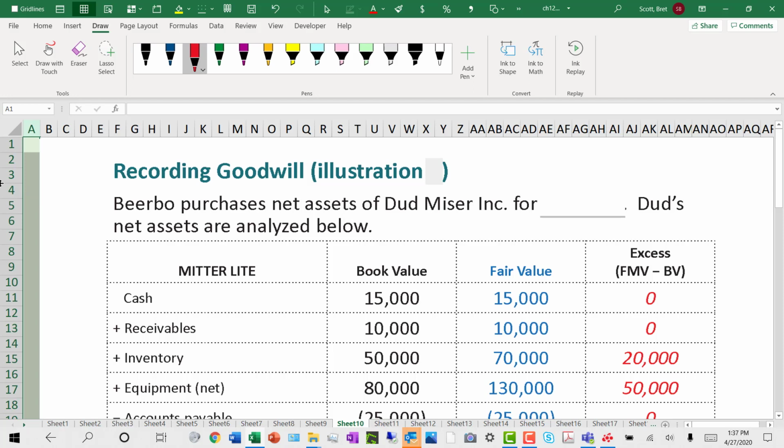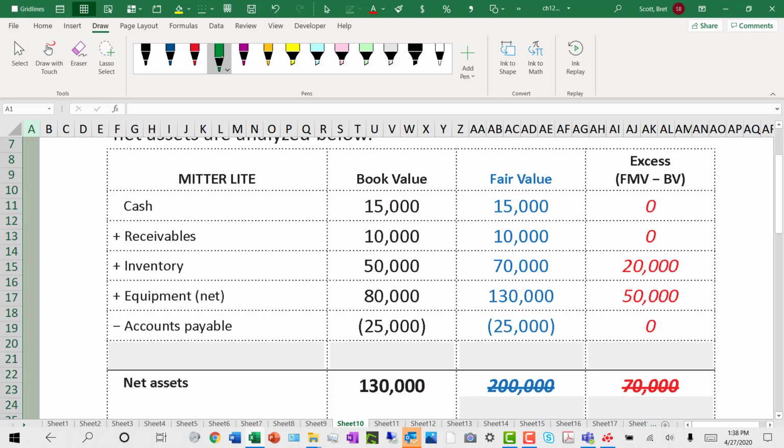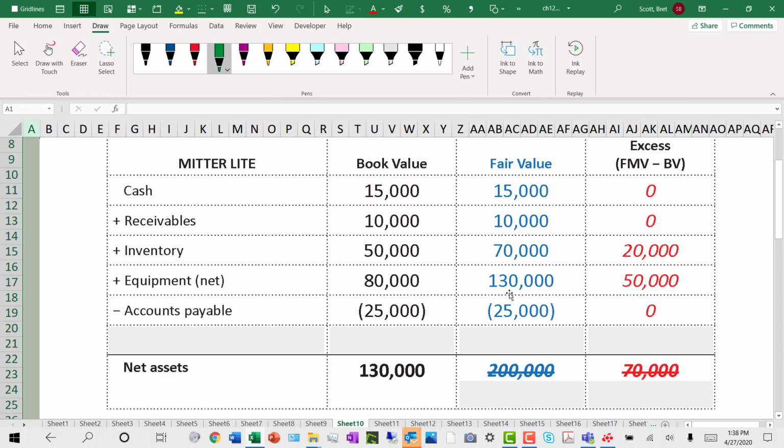So this is illustration number 2, in which case Beerbo purchases Dudmeiser Inc. for $300,000. Dud's net assets are analyzed below. So in this case, I give you the straight up information. I say book value 15, 10, 50, 80, accounts payable 25, fair values all assessed in the middle column, and the excesses over book value on the far right.